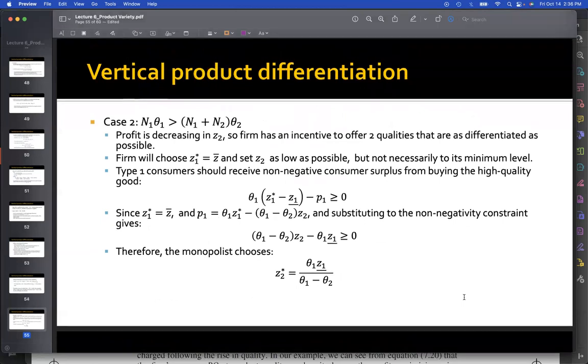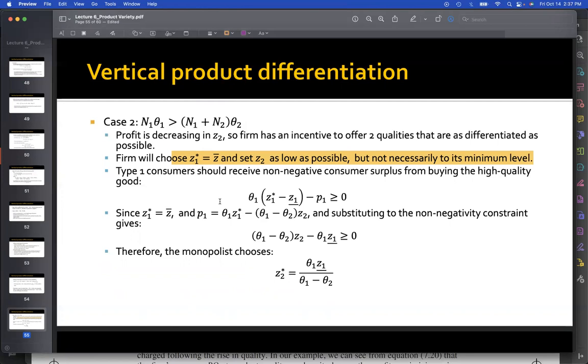Now let's talk about case two. In case two, essentially what this is saying is that the high, or the type 1 people, the high quality people, sort of overpower everyone else, the everyone else at the low quality. So this will tell us that we want to prioritize the high quality. So the profit essentially is decreasing in Z2. So the firm has an incentive to offer two qualities that are as different to each other as possible. So like before, Z1 star is the highest possible. And you set Z2 as low as possible, but not necessarily to its minimum level.